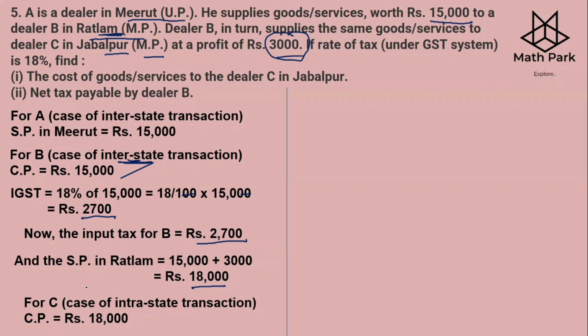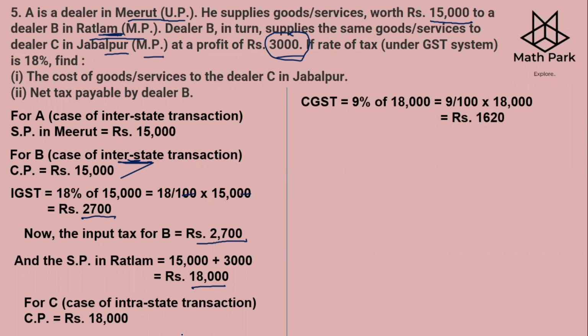So dealer B is at Ratlam. So he has made 3,000 profit. So selling price for dealer B is 15,000 plus 3,000, which is 18,000. And this is the cost price for C, that is the person at Jabalpur. The cost price for him is rupees 18,000. The CGST, since it is the same state, Madhya Pradesh and Madhya Pradesh. So MP from B is selling to C and both are doing the transaction in the same state.